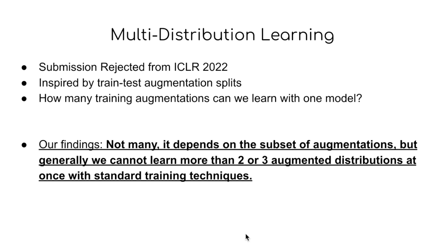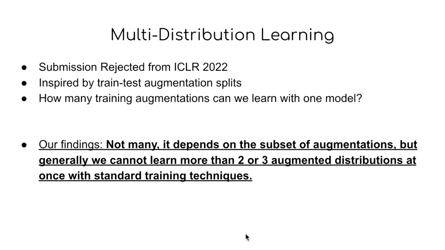The findings from investigating the generalization of image classifiers with augmented test sets inspired future work into multi-distribution learning, and this submission was unfortunately rejected from ICLR 2022, but we received great reviews and plan to continue developing this research. The idea is inspired by, instead of doing train test splits of the data, we do train test splits of data augmentation. So it's encountering augmentations in the test set that it hasn't seen in the training set.